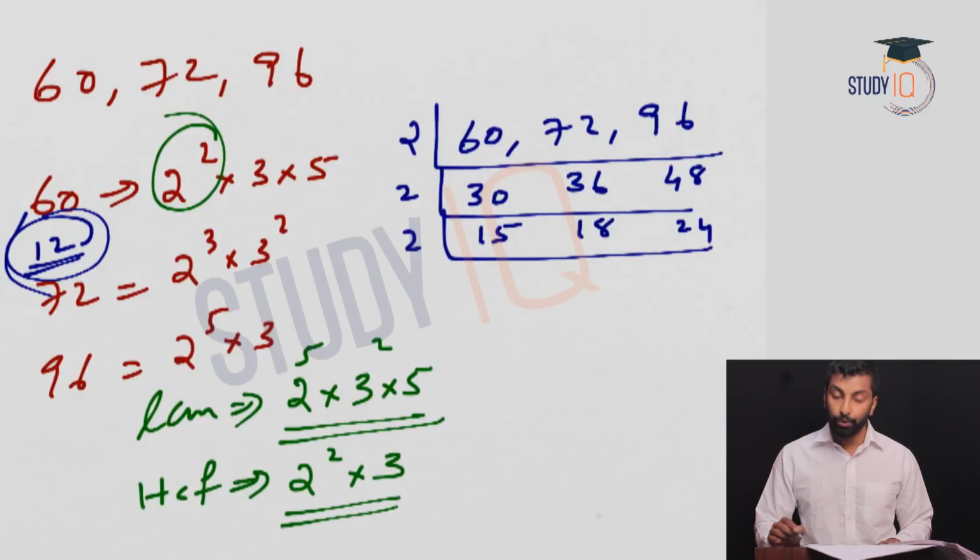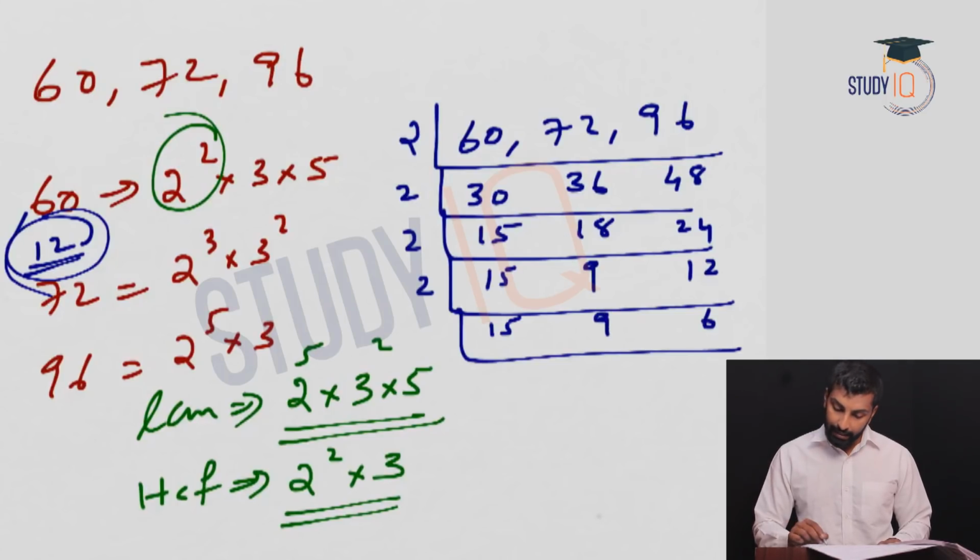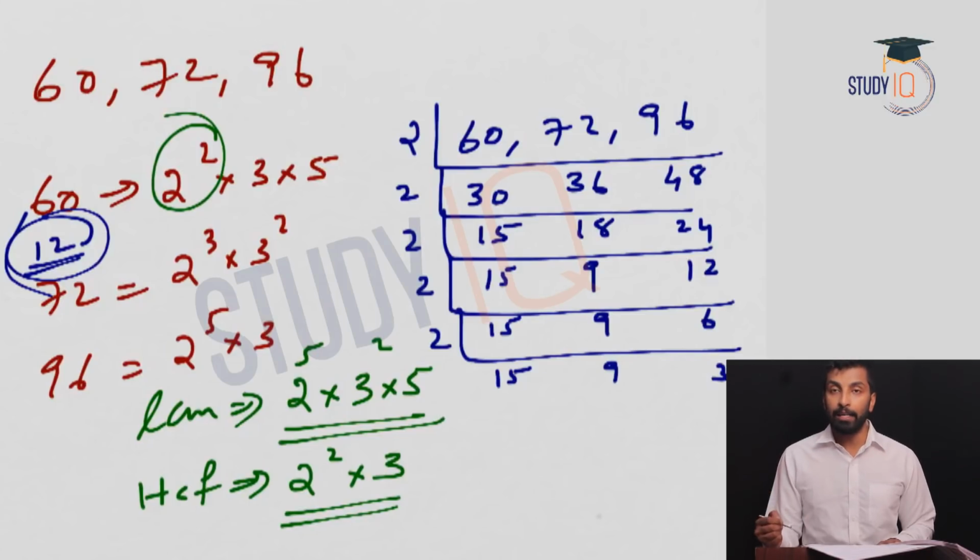Further, continue with 2. You will drop 15 like that because you cannot divide 15 by 2. Then 18 gives 9, 24 gives 12. Still there is one term which is a multiple of 2, so you continue with 2. 15 you drop, 9 you drop, 12 becomes 6. Again 2, because one term is a multiple of 2, then it becomes 15, 9 and 3. Now there are no multiples of 2, so you need to proceed with the next prime number.